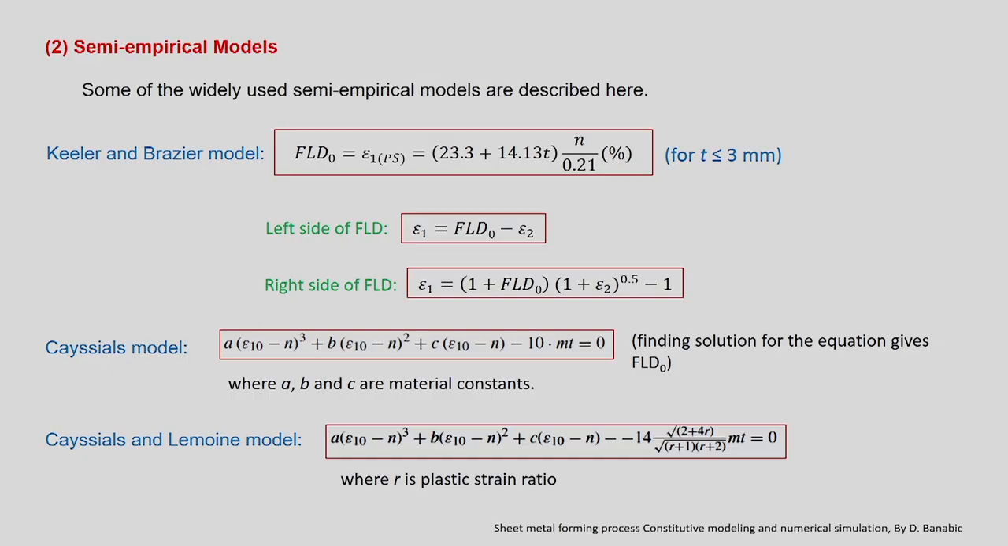So, I have introduced three important semi-empirical equations. There are few more available, but one can look into them if you are interested. The first one is called the Keeler-Brazier model.